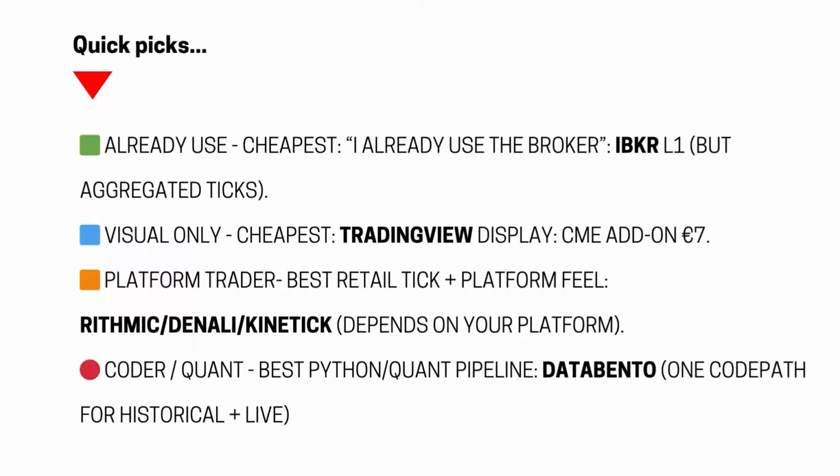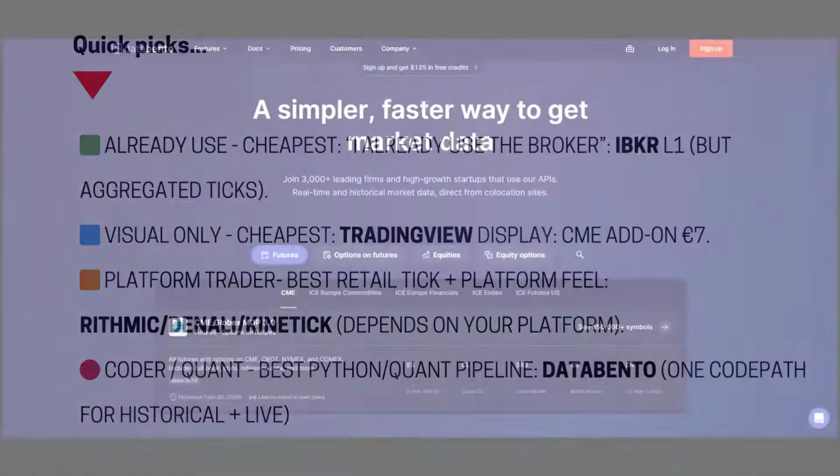So my quick picks for what we've just looked at: well, if you already use a broker, then I reckon IBKR, Interactive Brokers. If you want display visualization and a cheap option, then TradingView. Best retail tick and platform feel, I'm going to go for Rithmic, Denali or Kinetick, but it depends on your platform. But certainly the best Python quant pipeline, what I found at the moment, is Databento. Very good for historical and live data across the different exchanges.